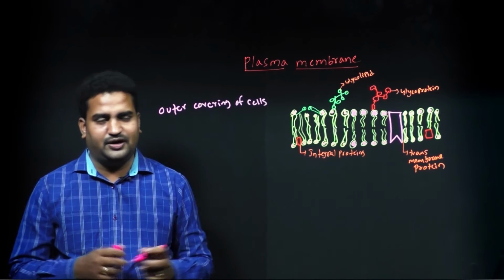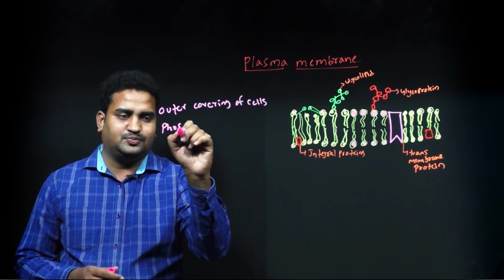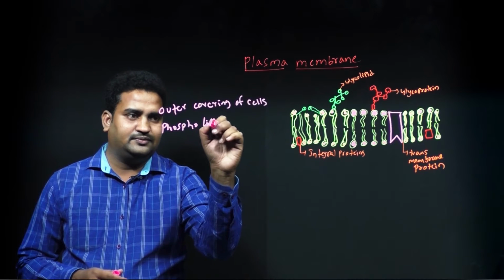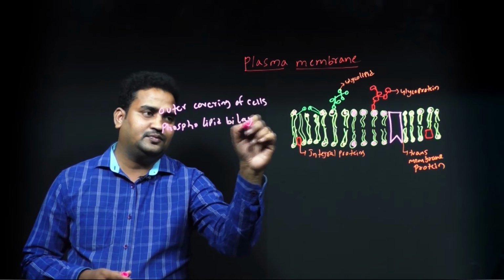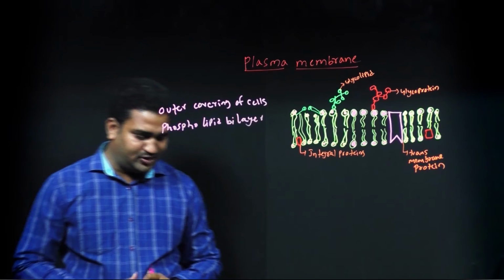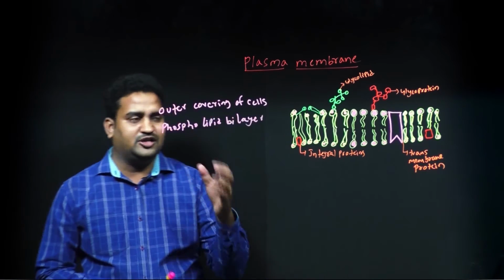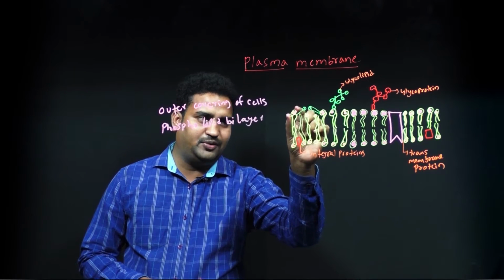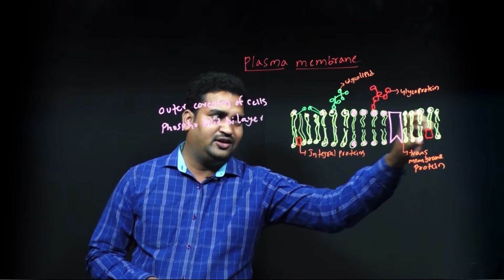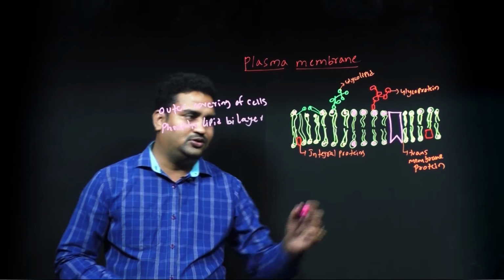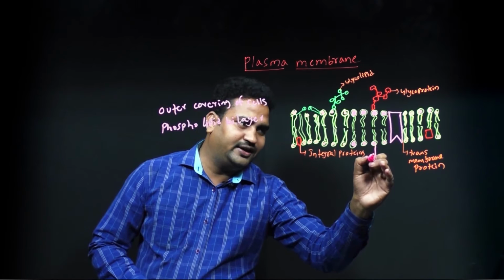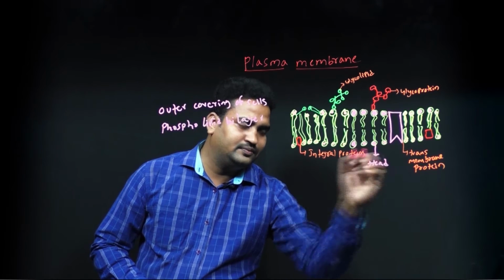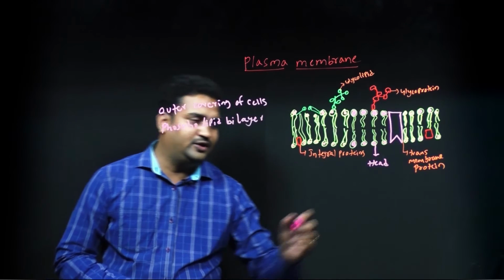It is made up of a phospholipid bilayer. Generally, plasma membrane is made up of phospholipid bilayer. So this is the phospholipid, and it is arranged in the bilayer form. This phospholipid contains a head portion, and this head is called the hydrophilic head.